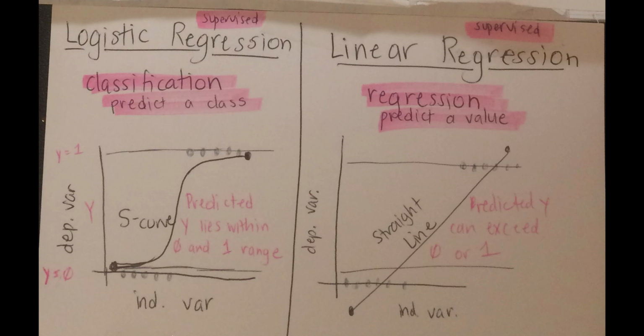What does each one output? Logistic regression will give you a number that is either close to 0 or close to 1 typically, because it's trying to predict a class, versus a linear regression will give you a value because it is computing the rise over the run.